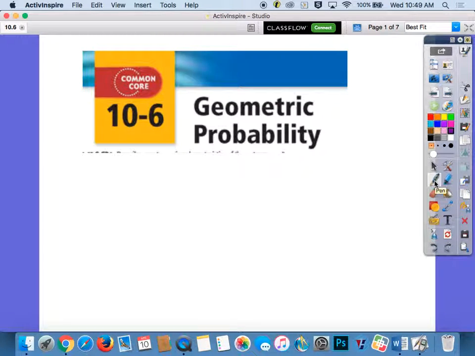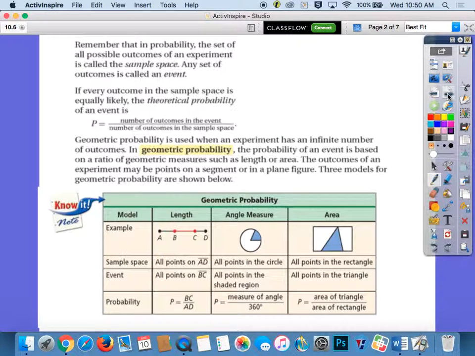Wrap this chapter up with geometric probability. You did probability in Algebra 1, so a lot of the terminology is going to sound familiar. The only difference is we're going to put a little bit of a geometric twist to it. So some of it's going to be repetitive, and some of it you'll see when we get into the area of different figures how it pertains to geometry.